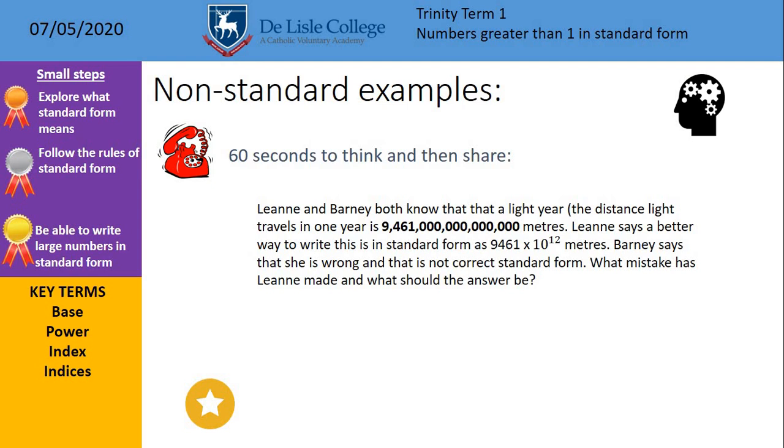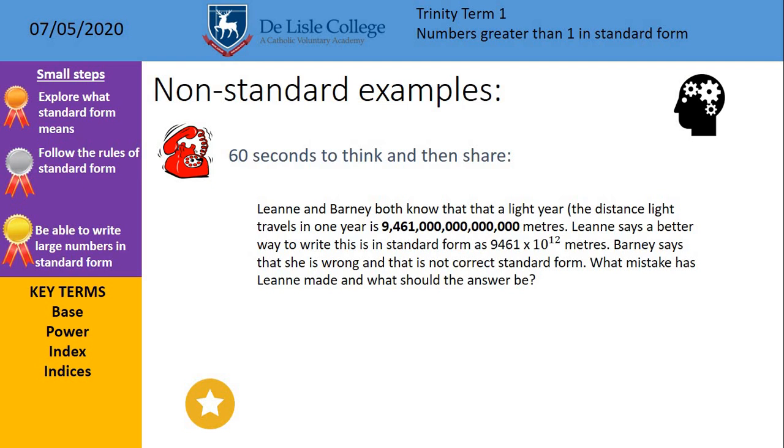Now, that obviously isn't a very good way to write numbers down. Like we said before, mathematicians are efficient. We're going to write that better. And Leanne has suggested that a better way to write this is in standard form as 9,461 times 10 to the power of 12 metres. Barney says that she is wrong and this is not correct standard form. What mistake has Leanne made and what should the answer then be?